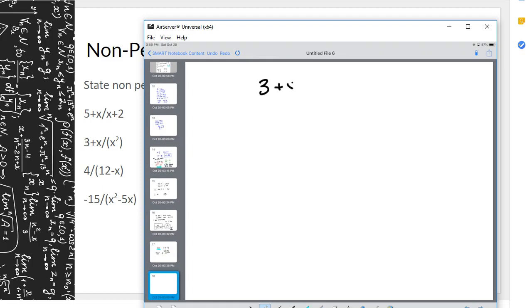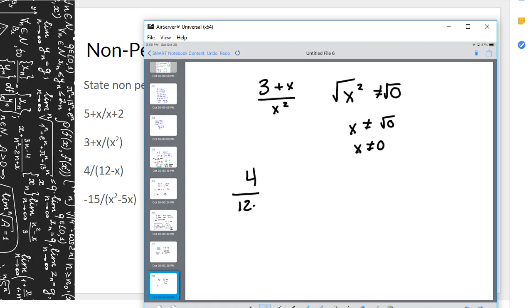Alright, what about 3 plus x over x squared? Well, in this case, x squared cannot equal 0. Well, how do we solve for x? We just want to isolate it, so we square root both sides. X cannot equal the square root of 0. X cannot equal 0.